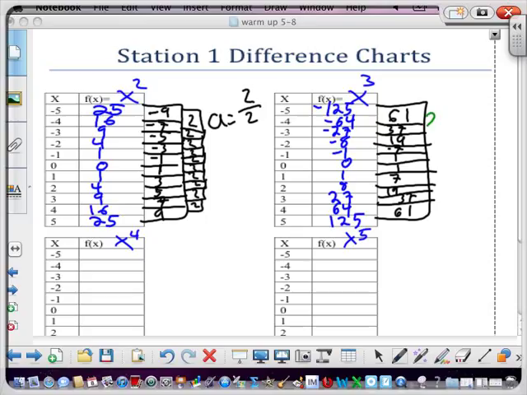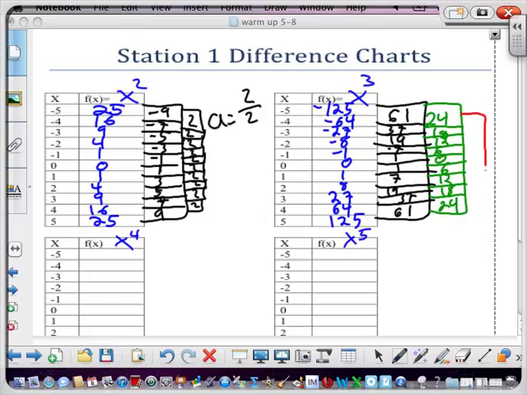I'm going to get 24, 18, 12, 6, 0, 6, 12, 18, and 24. Okay, those aren't all the same, so I know I have to keep going.